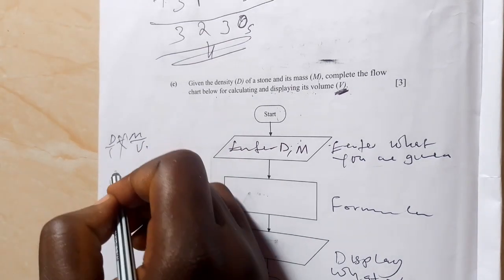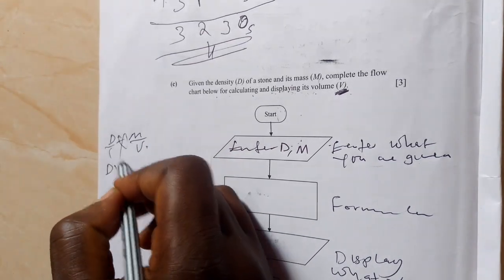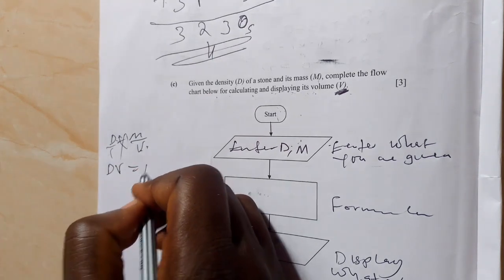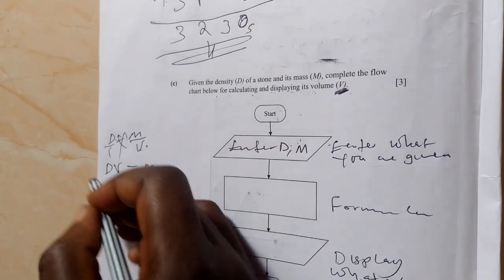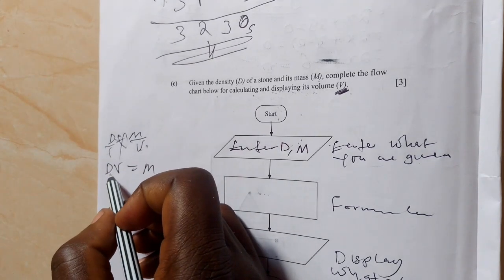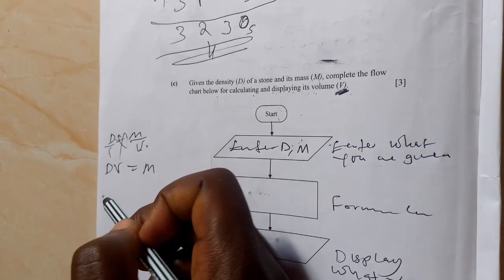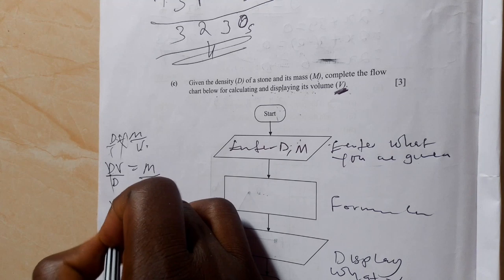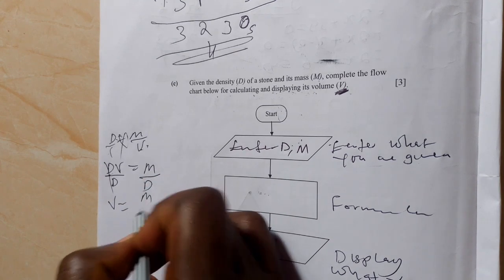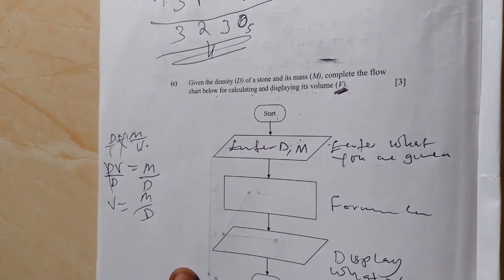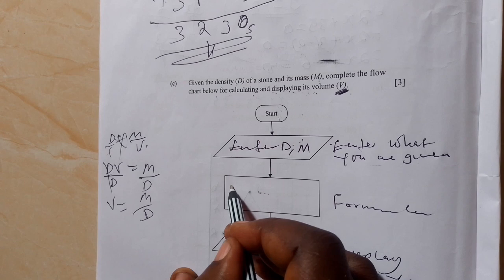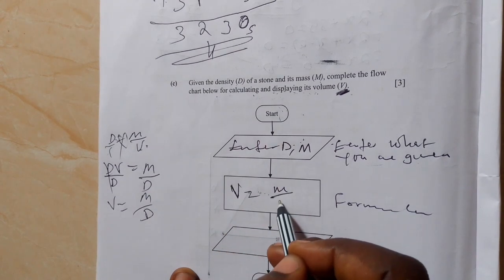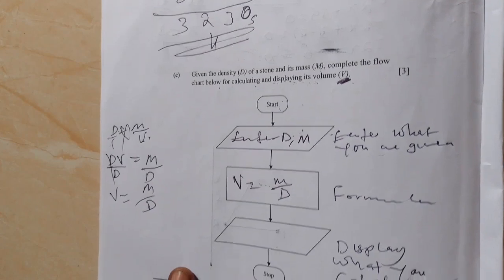So d over 1 equals m over V. Cross multiplying, d times V, that's dV, is equal to 1 times m, that's m. For you to have the volume, divide both sides by d. Therefore volume is equal to mass over density. So here you're just going to write the formula: volume is equal to mass over density.